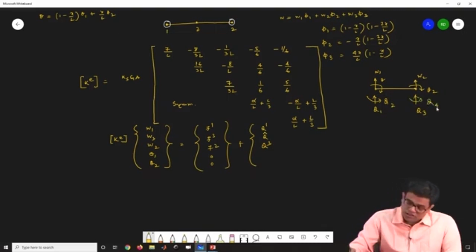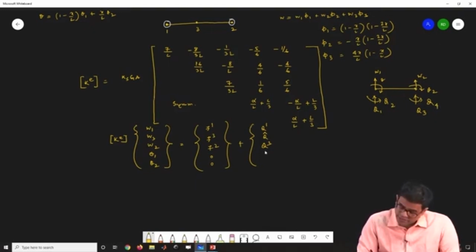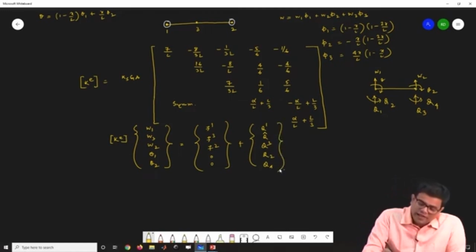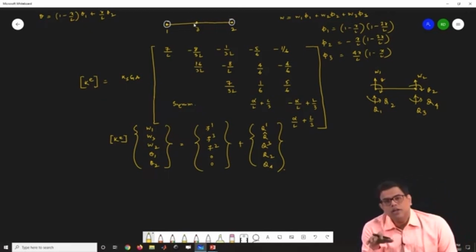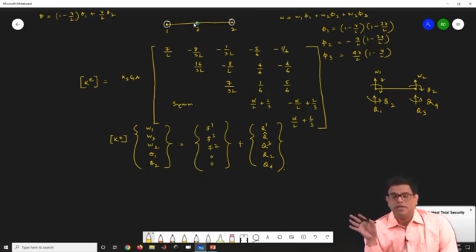So, this is how we did it for Euler-Bernoulli. To be consistent, I just separated out 3, and there is a reason why I am doing that. We'll understand it shortly. So, Q2 and Q4. This is my equation. Now, if you look carefully, this third node is actually having only a displacement variable.